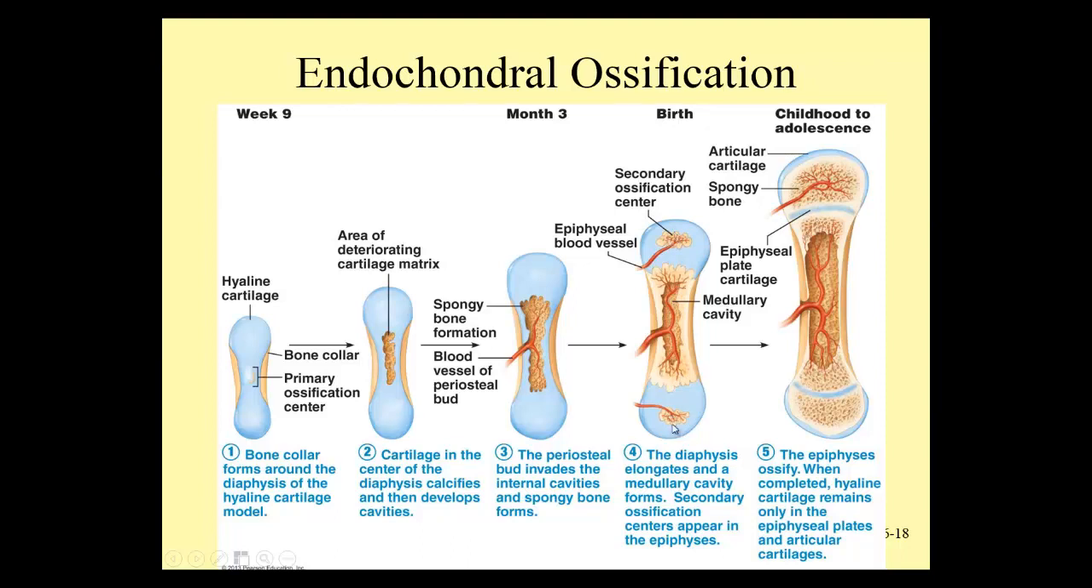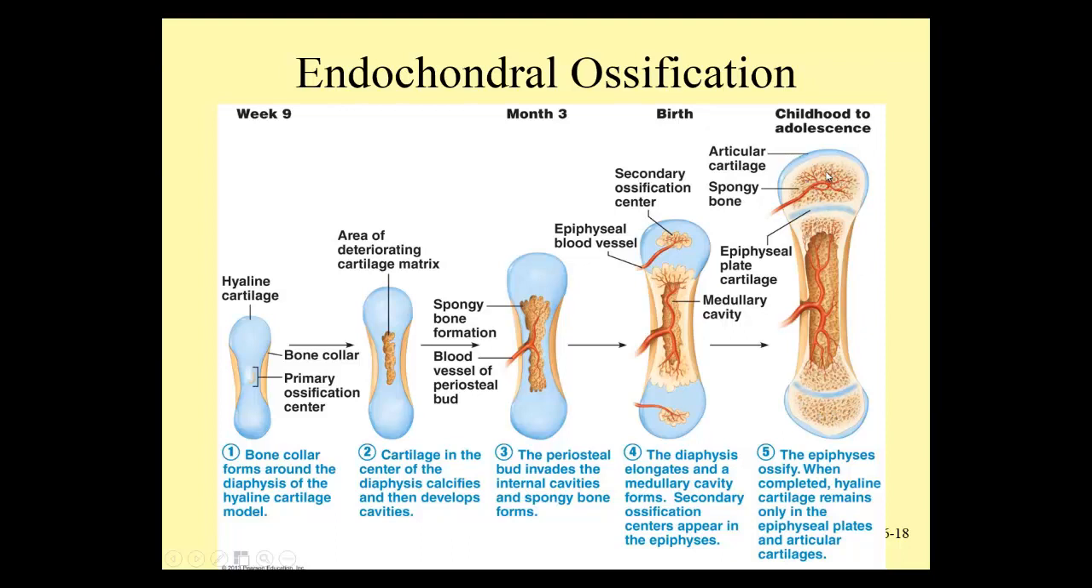So the only ossification center we see in endochondral ossification before birth is in the diaphysis. Then, after birth, we have secondary ossification centers forming in the epiphyses. And the same process occurs. We have a blood vessel that invades. It brings in osteoblasts and osteoclasts, except the difference is the osteoclasts do not break down the spongy bone. It's only osteoblasts that are working in the epiphyses.